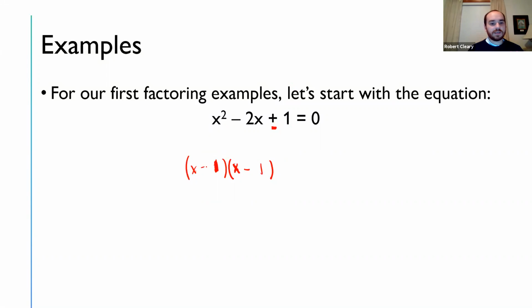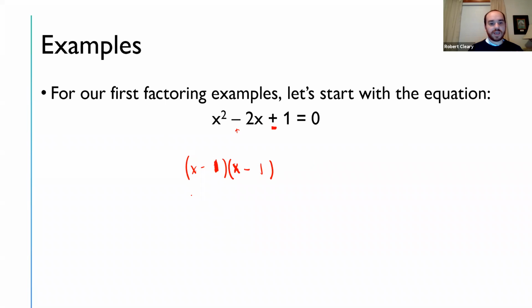I'm going to pick negative in part because I already know the answer, but also because we've got a minus here, and that's almost always going to mean that you're going to use negative numbers. So in this case, we have x minus 1 times x minus 1.